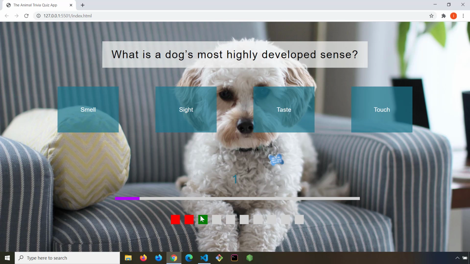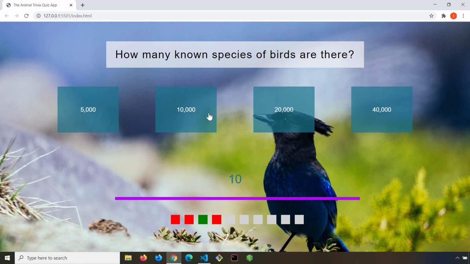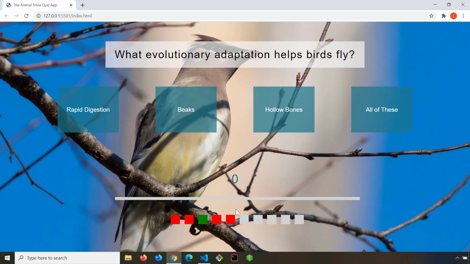Yes, it was correct. And we can see whenever we answer a question, the counter starts from 0. So what is dog's most highly developed sense? For wolves, it's smell. Okay, I didn't have time to solve. How many known species of birds are there? Let's say 40,000. That was incorrect. Of course, I know all the correct answers because I created this. I'm just playing, all right?